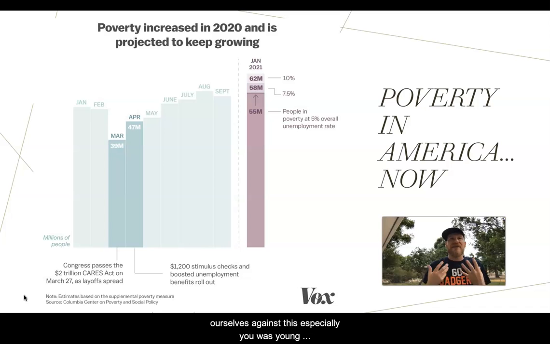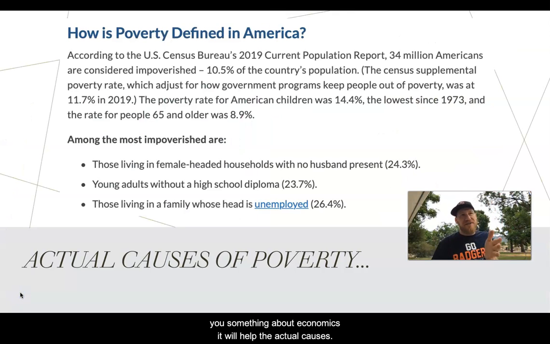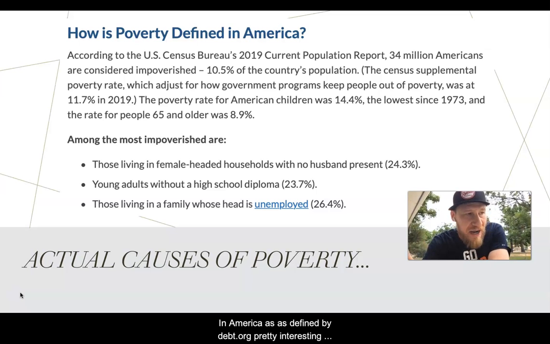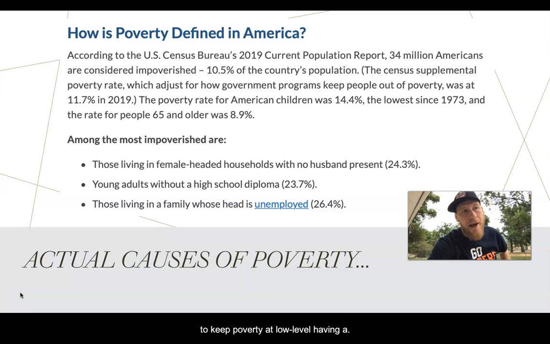We want to do everything we can to protect ourselves against this, especially you as young students, and that's where economics comes in. Let me show you something about economics that will help. The actual causes of poverty in America, as defined by debt.org, are pretty interesting. Amongst the most impoverished in this country are those living in female-headed households with no husband present. Therefore, family structure is huge in America to keep poverty at low levels.